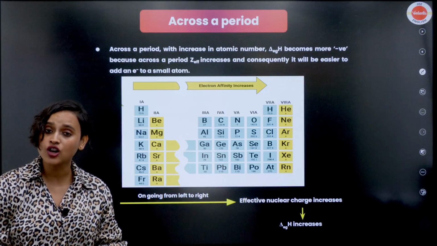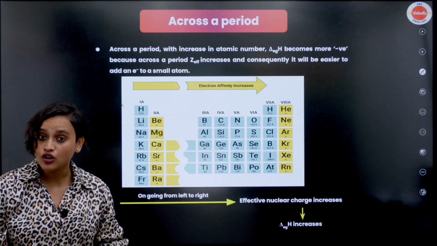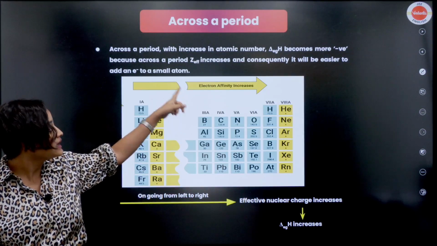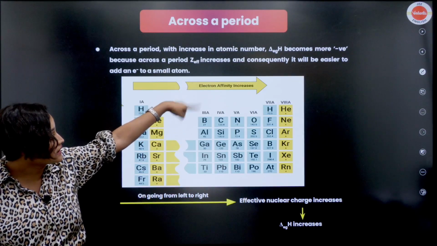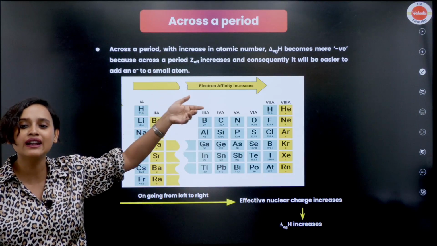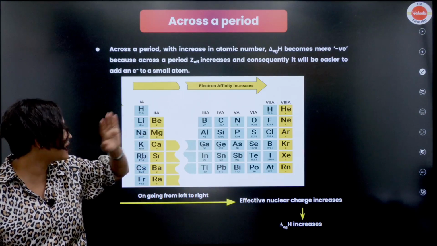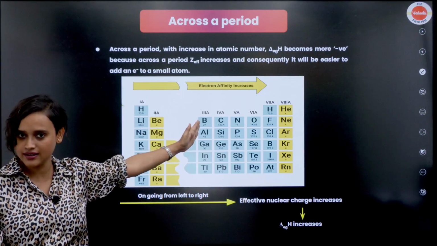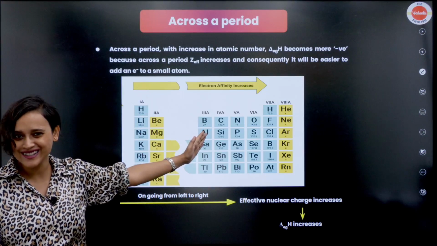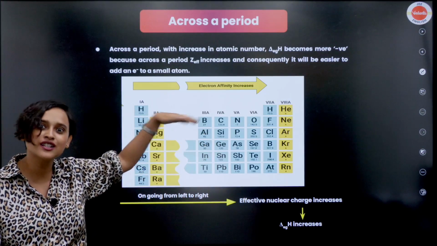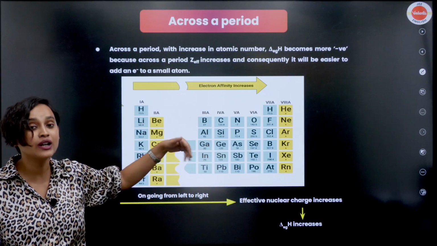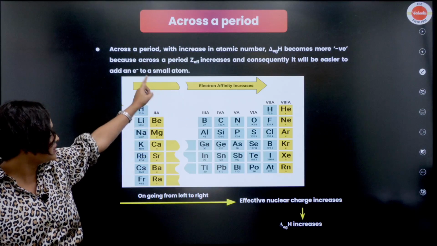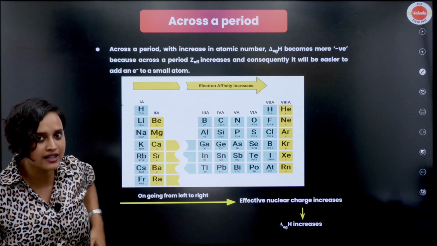So now what happens across a period? Across a period, with the increase in atomic number, the delta electron gain enthalpy becomes more negative. What do we mean by that? Because across a period, the Z effective increases. If the effective nuclear charge increases, that means the atom has the capacity to take in more electrons. So it becomes negative. That means the electron affinity is increasing.